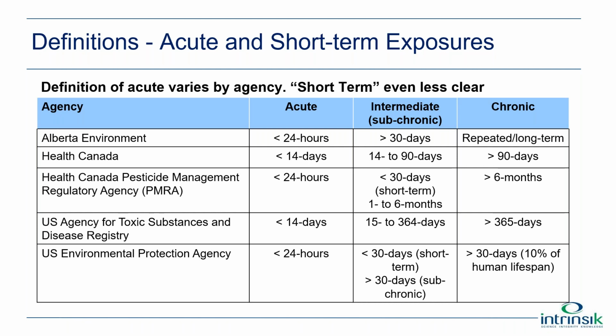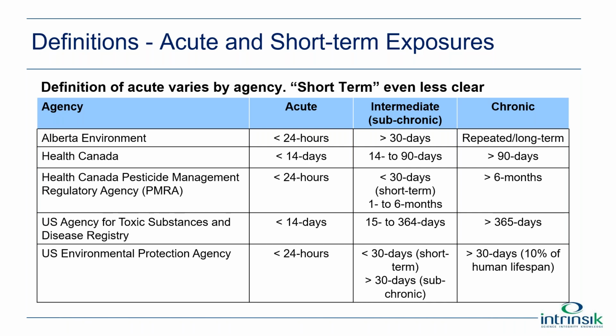So for Alberta Environment, their guidance right now suggests less than 24-hour exposure is acute, and greater than 30 days is intermediate, and then repeated long-term is more general. For Health Canada, it's less than 14 days, and then 14 to 90 days for intermediate, subchronic, and greater than 90 days.